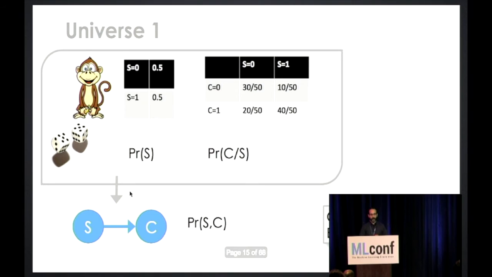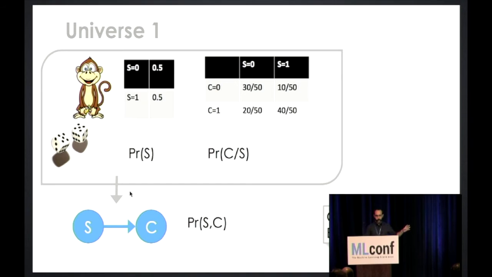In Pearl's language, which is called structural equations, the cancer variable, C, is a deterministic function f of the smoking variable and some exogenous randomness E, and this exogenous randomness E, and that's crucial, is independent from the smoking variable. This simply means that in order for this monkey to flip its coins, to sample from these tables, it needs some random dice, and this random dice is what E provides. This is some independent randomness, independent of anything else in the universe, okay?